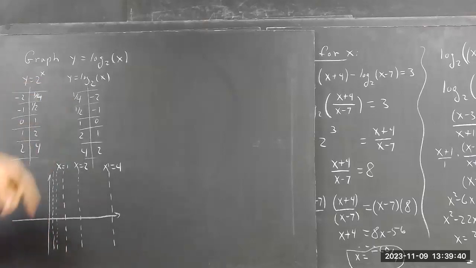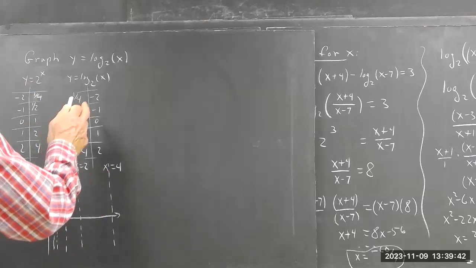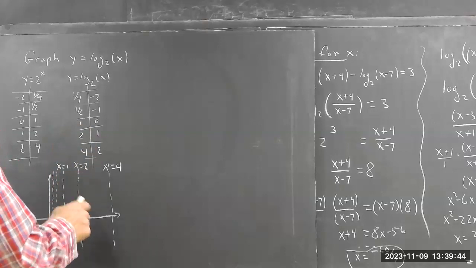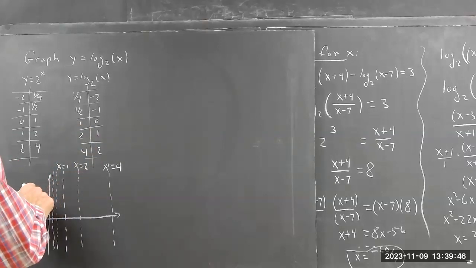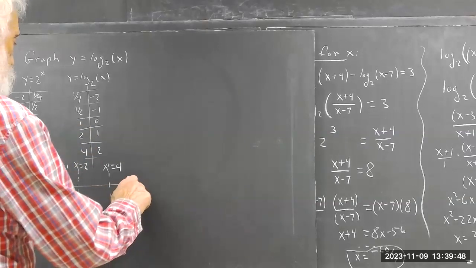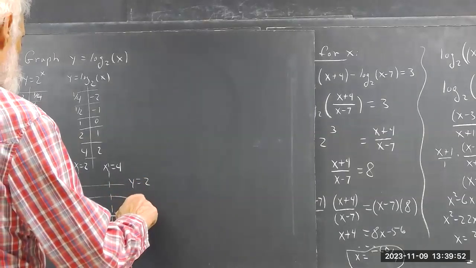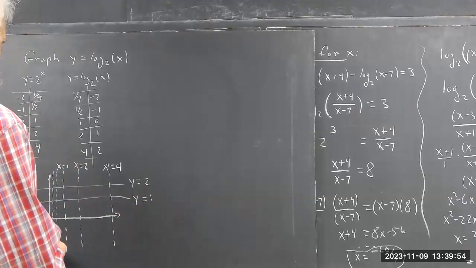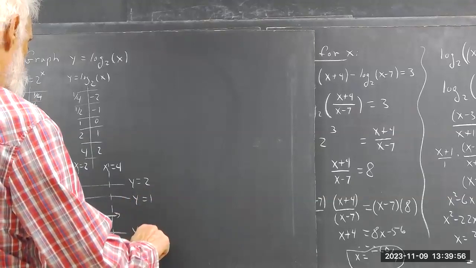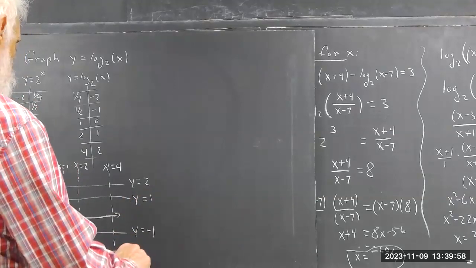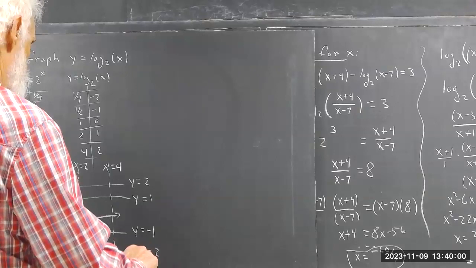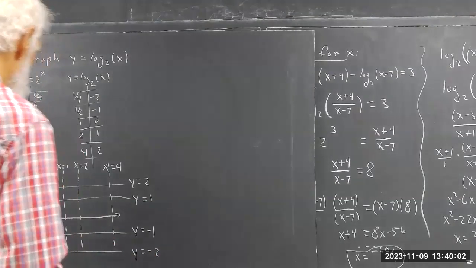And then what y values do we need? Well, we just need -2, -1, 0, 1, 2. So we just put a bunch of equally spaced lines here. We're going to put y equals 2 here. y equals 1 here. y equals -1 here. y equals -2 here.